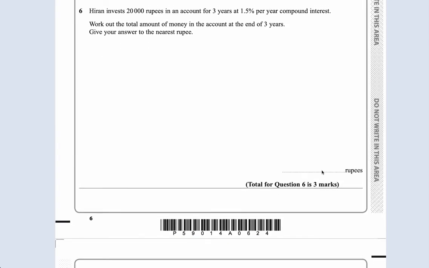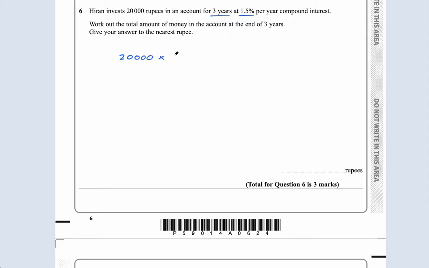Question 6. Hiran invests 20,000 rupees in an account for 3 years at 1.5% compound interest. Work out the total amount of money in the account at the end of 3 years. Give your answer to the nearest rupee, right? That's a nice question, guys, because I know the formula. It's just 20,000. There's nothing tricky here.